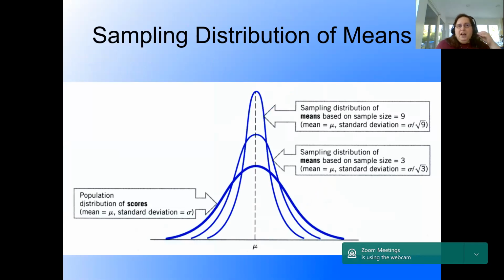So again, if we have a normal distribution to start with, which is what we're showing here, a population distribution of scores, that's nice and normal. Even when we have a sampling distribution of means based on sample size 3, as long as we take enough of them, 1,000 or 10,000, we will get a more normal and more narrow sample. And even when our sample size is just 9, look how narrow that gets and look how normal that is.